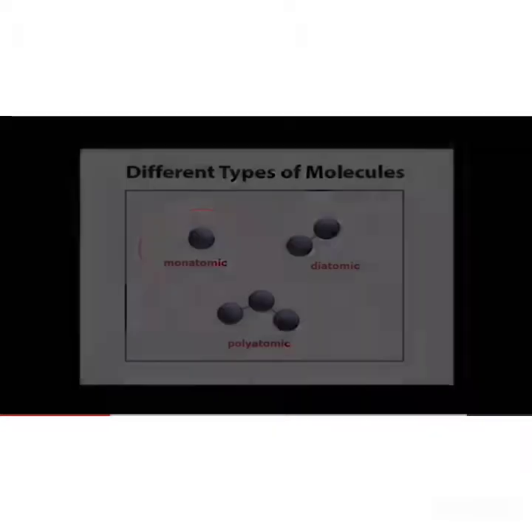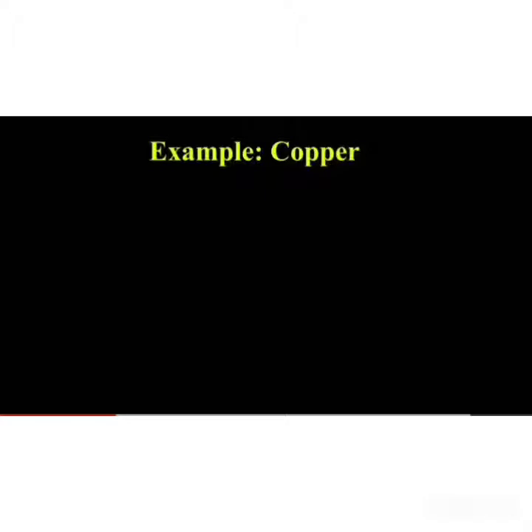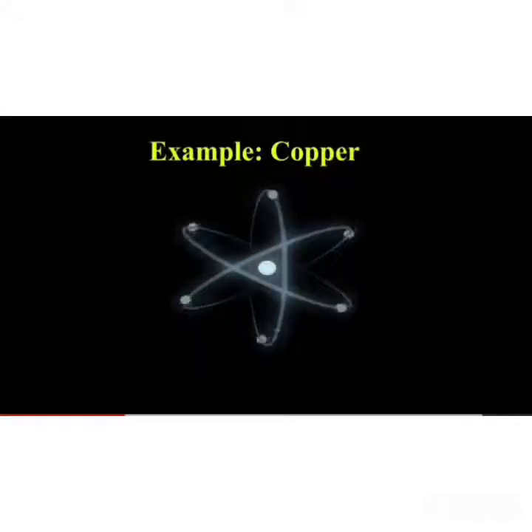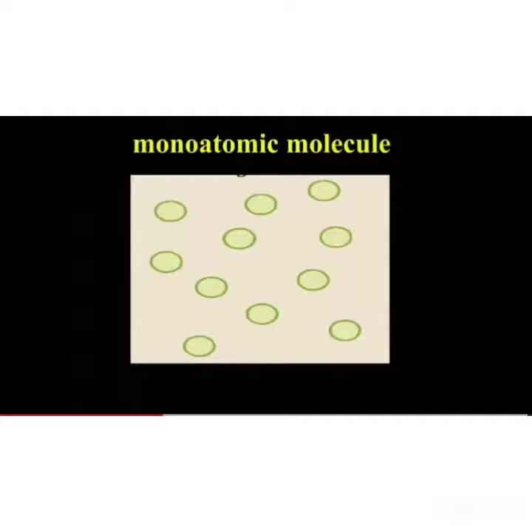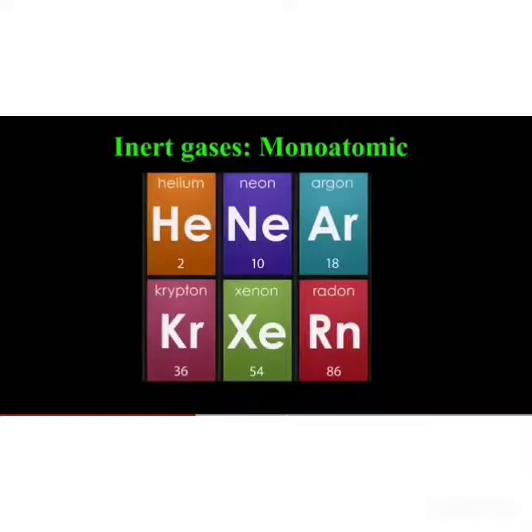Let's try to understand it by an example. In copper, various atoms are bound together to form the copper as we see. Each copper atom has the same properties as the big piece of copper. In the case of monoatomic molecules, atoms do not make any bond with similar or different types of atoms. They remain independent. All the inert gases, helium, neon, argon, krypton, xenon, radon, are monoatomic molecules.